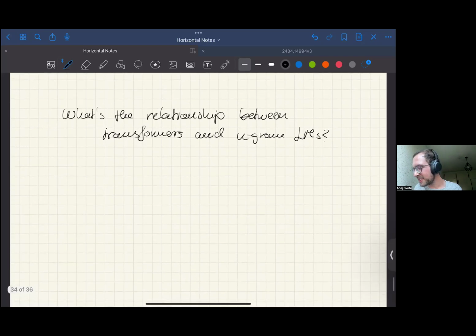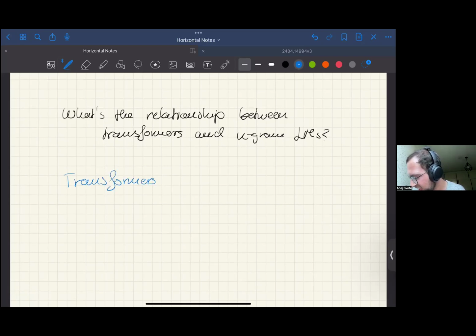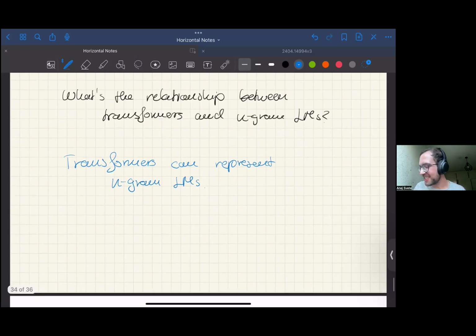So with this question, I'm going to give the answer that we formulate more formally in the paper, but the answer goes something like, let's say, transformers can represent n-gram LMs. I'm going to make this a bit more precise later. Okay, but so that's an outline of what the paper does.